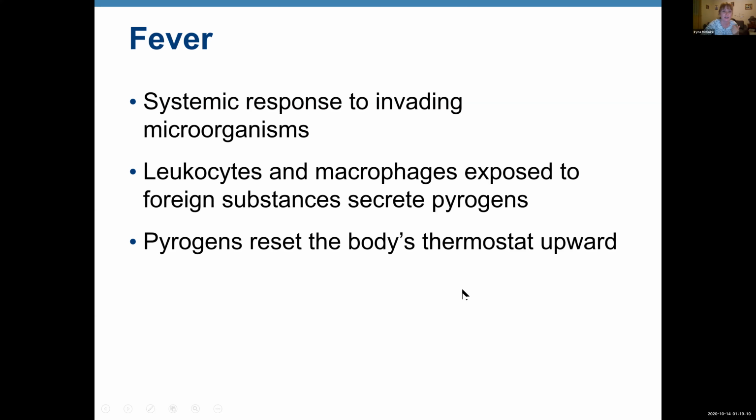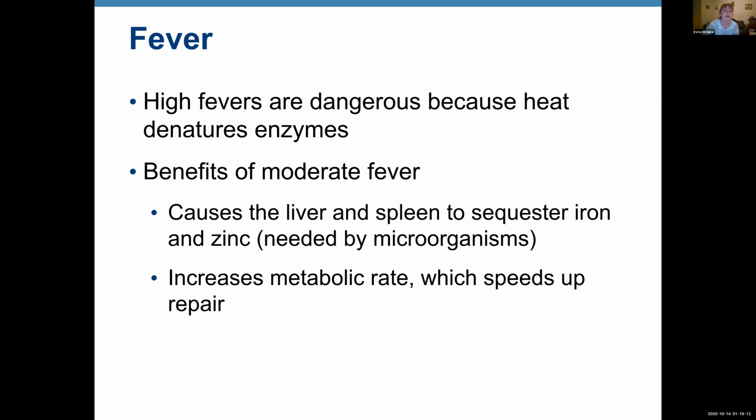So your temperature rises, and that's why you have fever. Now, when it's a high fever, it's dangerous because it can denature enzymes. But moderate fever is beneficial for you. When you have moderate fever, it causes the liver and spleen to sequester iron and zinc.